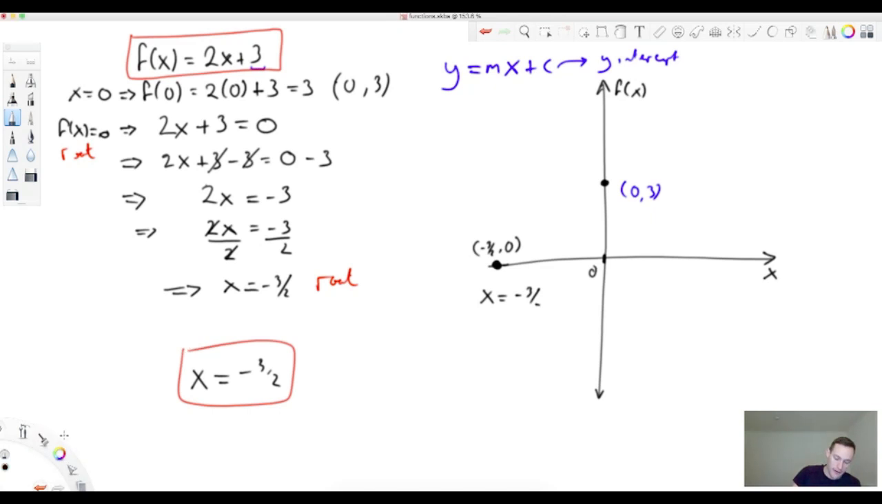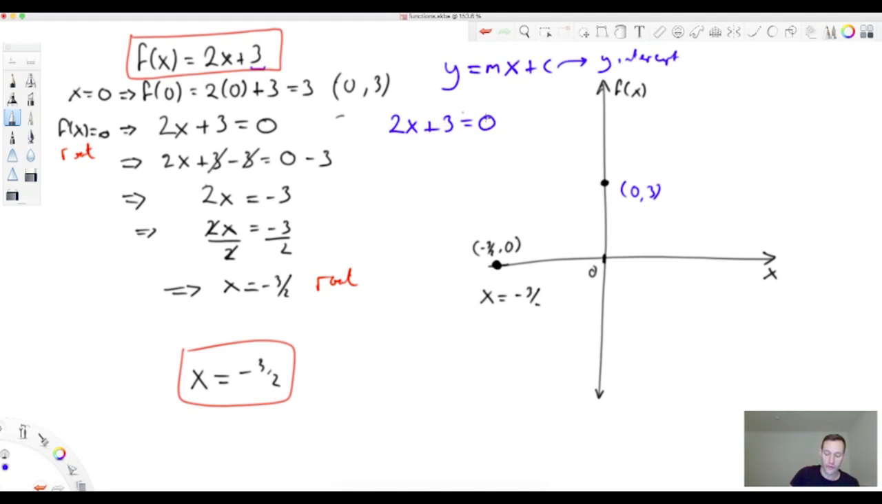Now, this can be done actually in shorthand. You don't have to take so many lines to do this. What I can do, and I'll just do it in a different color over here just so you can see, if I was given this 2x plus 3 equal to 0, I can do this shorthand. I can say, okay, anything that's added on one side is subtracted on the other side.